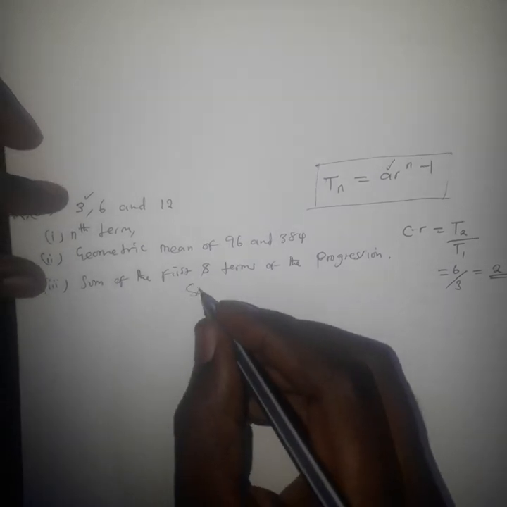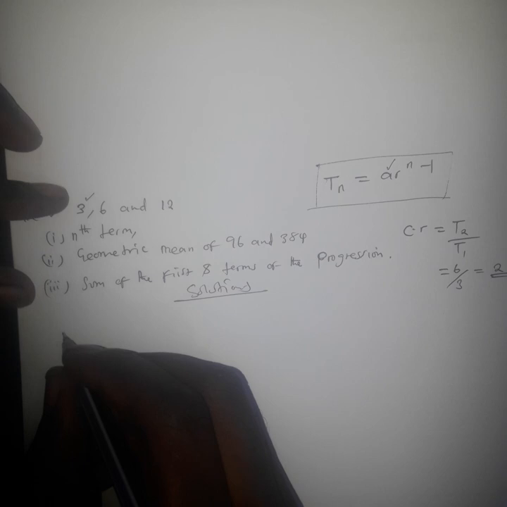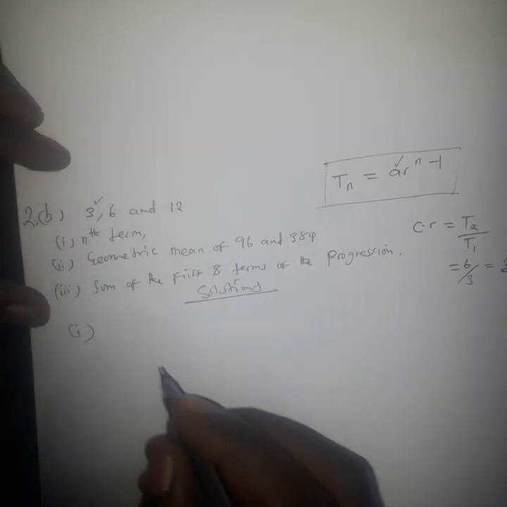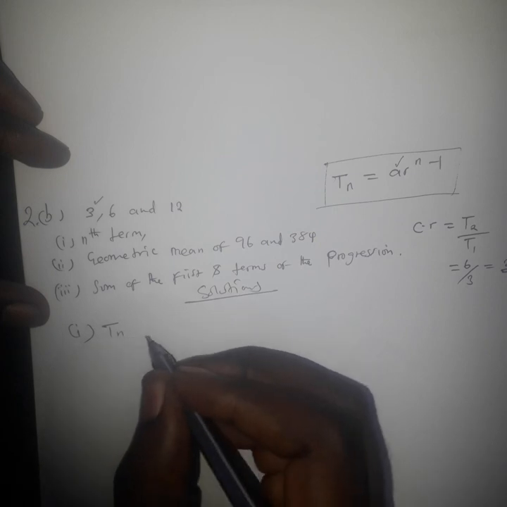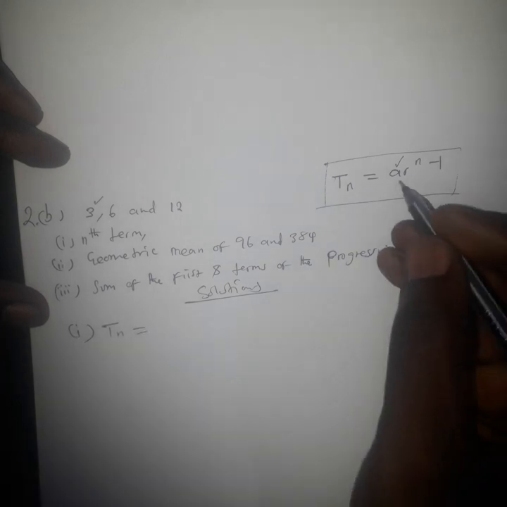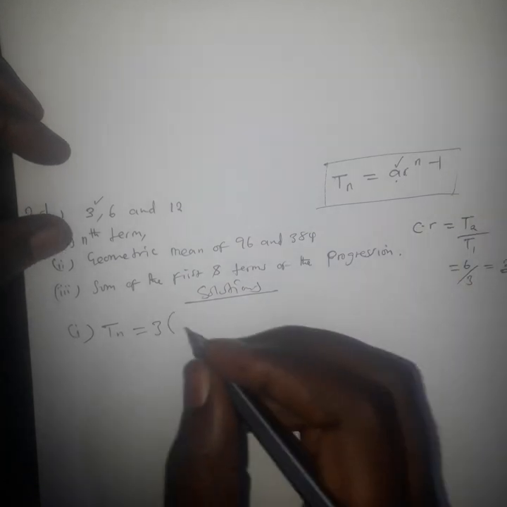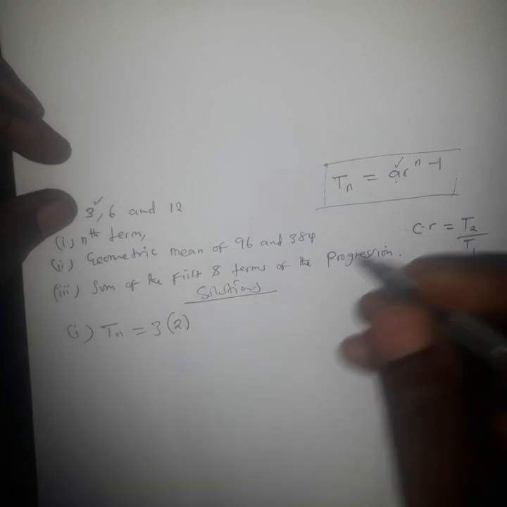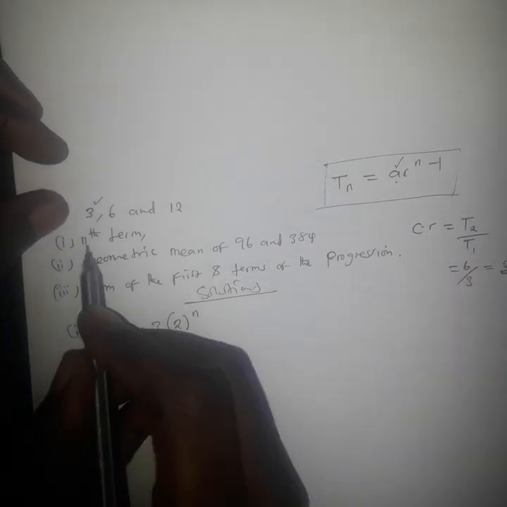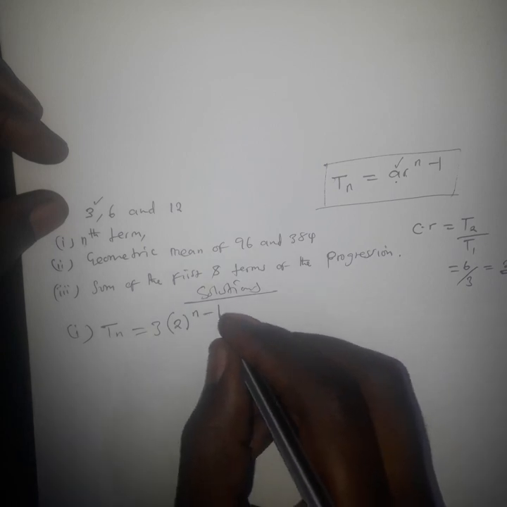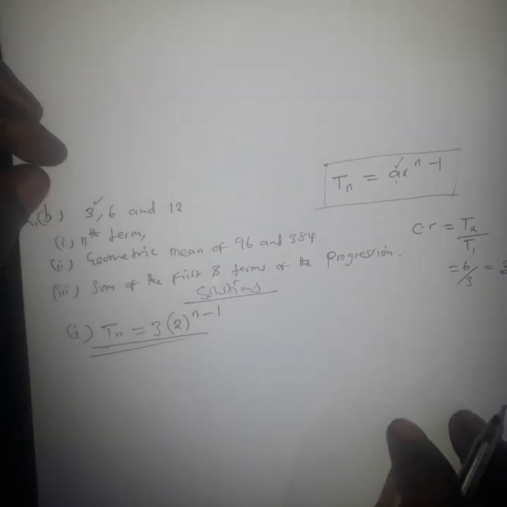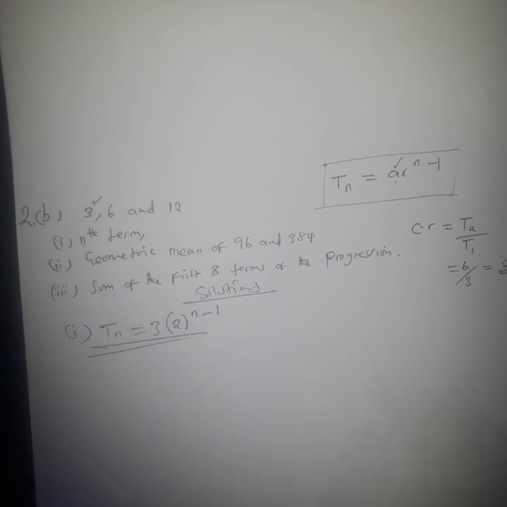And then for our solutions, the first part we shall get the formula. So nth term is equal to, we replace, so the first term is 3, which is going to multiply the common ratio of 2 to the power n. N is going to be maintained because we are looking for the nth term, n minus 1. So this is what we are going to have for the nth term of the geometric progression given by the sequence 3, 6 and 12.